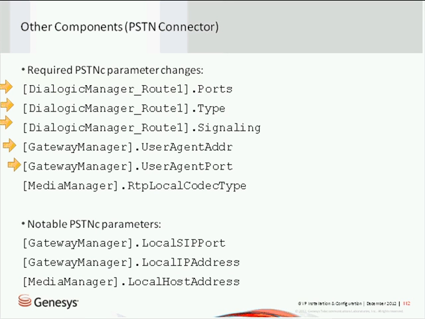The gateway manager is where to get a hold of the SIP server to actually send calls. The PSTN connector doesn't connect to the RM. It will actually go through SIP server. And the RTP local codec type is just the default codec we're using, which is either ALAW or ULAW.